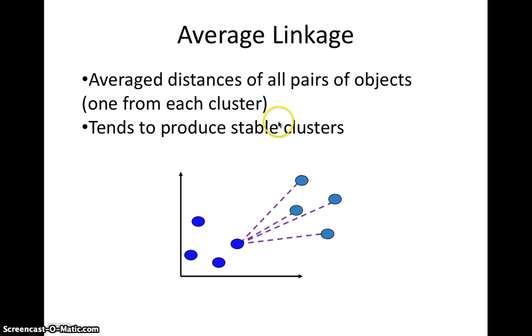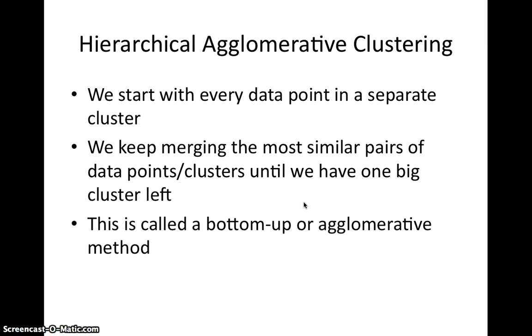And then the most stable and most reliable, according to my experience, is the average linkage method, where the average distance of all pairs of objects from one cluster to the other cluster is used. This is the method that is frequently used by biologists or computational biologists in clustering scenarios.